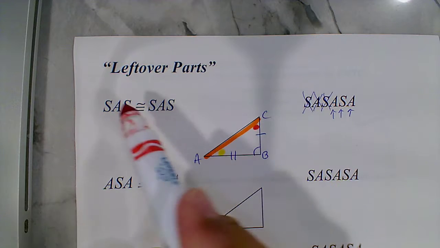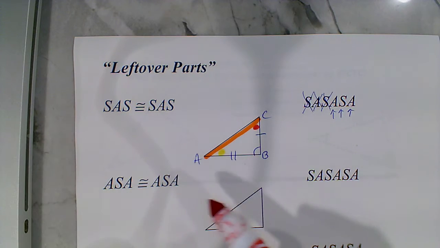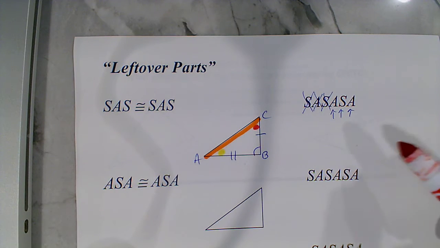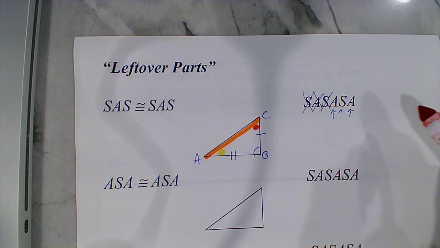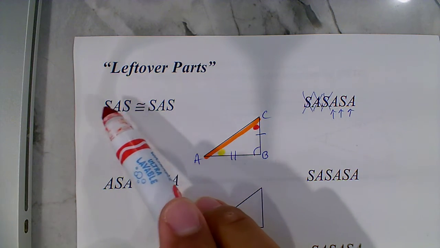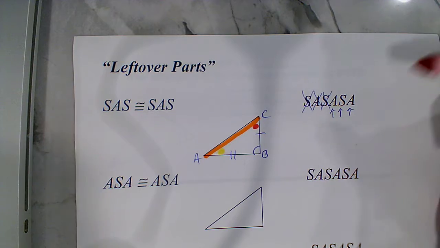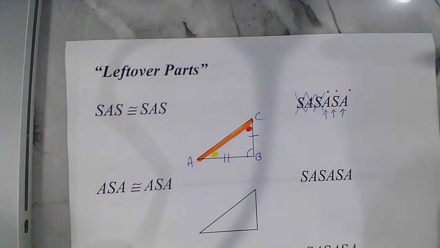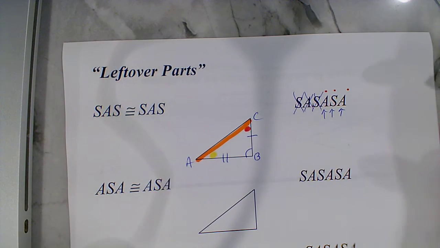So by only having side, angle, side to prove the triangle is congruent to its buddy, this other triangle over here, and you're only using a side, an angle, and a side, there are these leftover parts, which in this case are an angle, a side, and an angle. A pair of angles, a pair of sides, and a pair of angles. So that same concept would apply here for all the others.